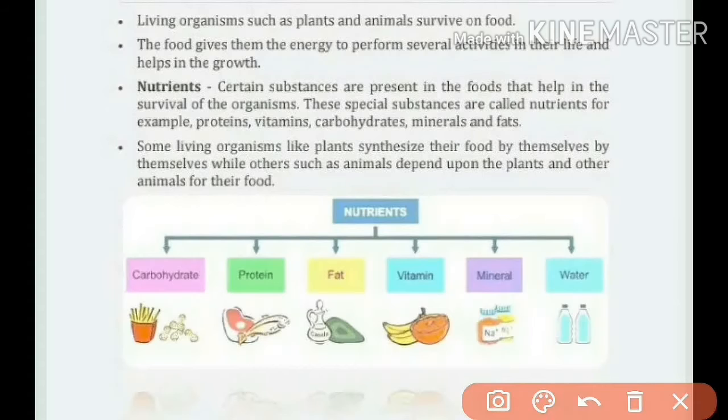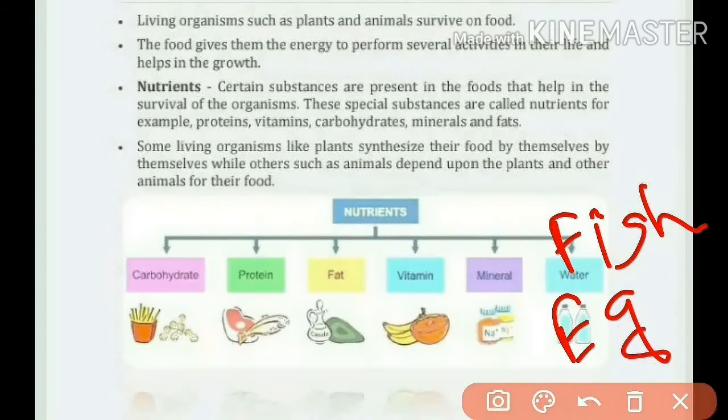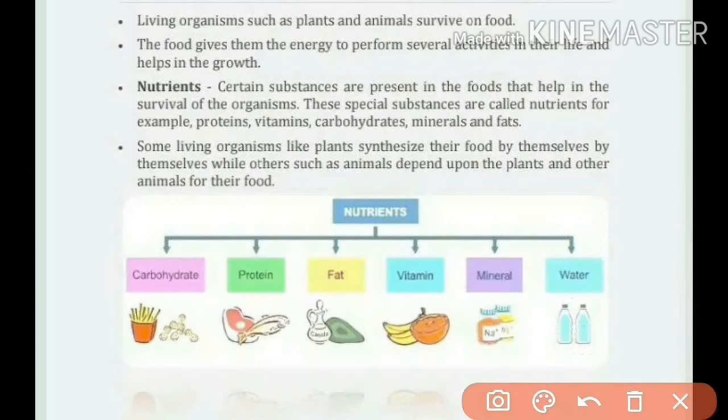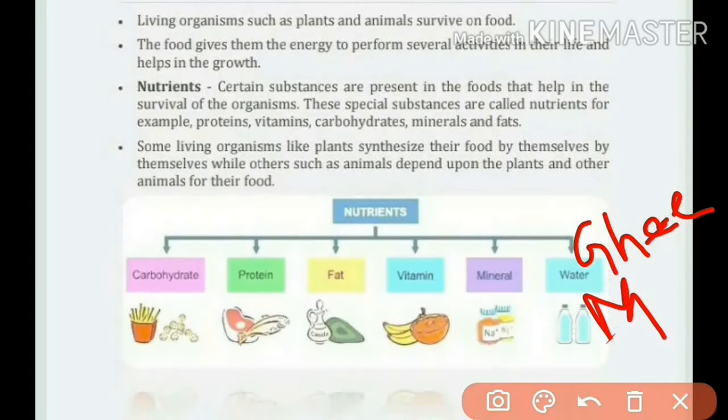Now let's know how proteins help our body. Proteins help our body in building muscles and in our growth. Some examples of protein-rich food are fish, egg, etc. There are so many protein-rich foods, but I am giving only 2 examples. Now let's know how fat helps our body. Fat keeps our body warm. Some examples of fat-rich food are ghee, milk, etc.